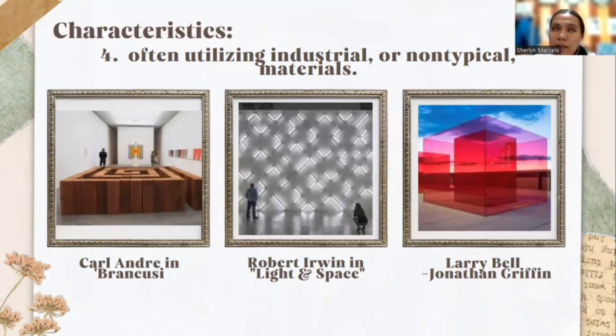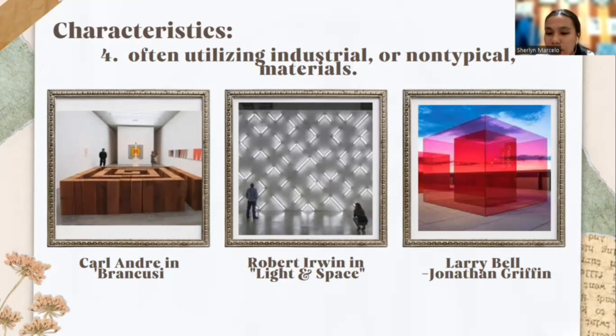So, masasabi mo ang isang artwork ay minimalism kung gumamit siya nito, which is the industrial materials. Second naman is Robert Irwin in Light and Space. So here, hindi lang industrial ang ipinapakita or ginagamit sa minimalism art. Pwede rin silang gumamit ng non-typical materials, which is this one, light naman yung ginamit ni Robert Irwin.